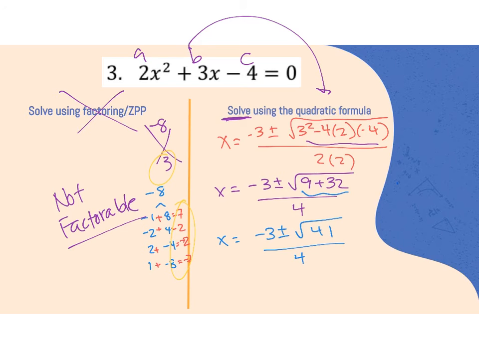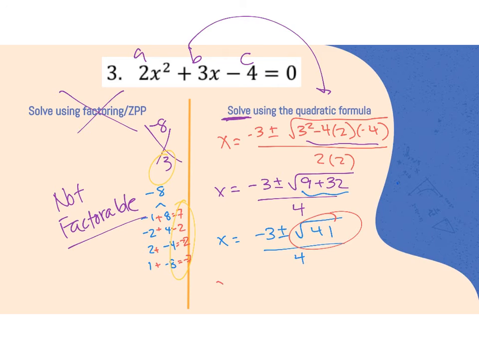And here's what made this not factorable. Take a look at what's underneath your radical. You've got the square root of 41. Now 41 is not a perfect square. When I take the square root of 41 in my calculator, I get 6.4.